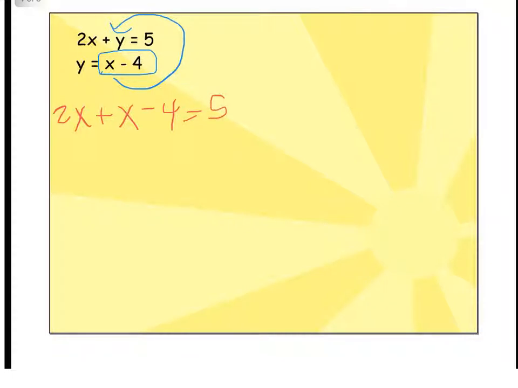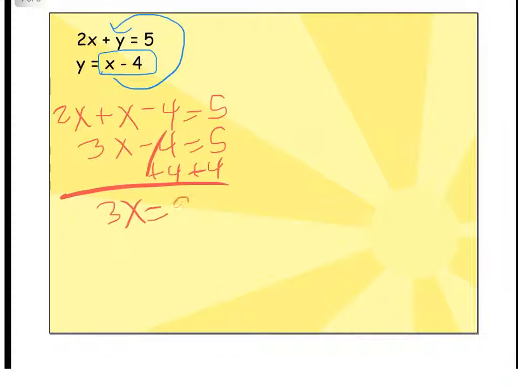Now I only have one variable, just x again, which is good, which means I can solve for x. So I'm going to combine like terms first to get 3x minus 4 is equal to 5. I'm going to go through my normal steps of solving for x now, so I'm going to add 4 to both sides. I get 3x is equal to 9, divide by 3, and x is equal to 3.